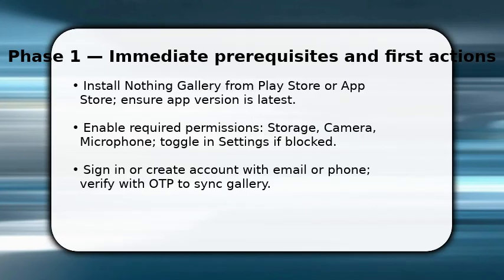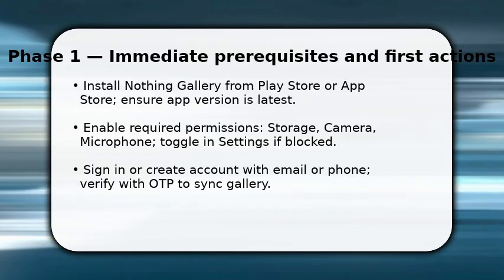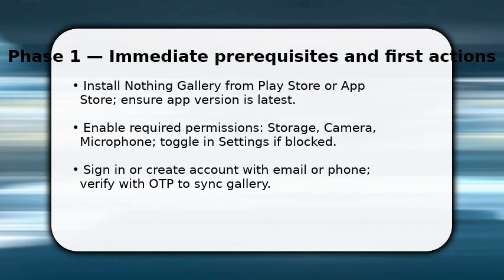After verification via OTP, pick an import source, local storage versus cloud, and choose folders. You're now ready to create your first album and import a handful of photos. This immediately starts the app's indexing and face grouping processes.